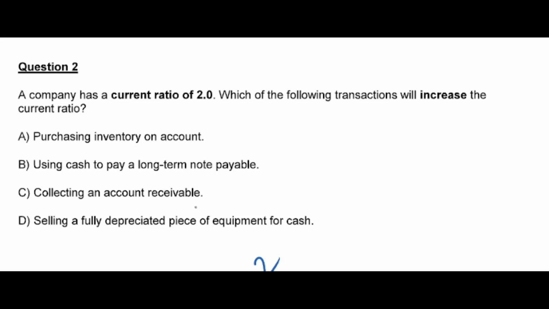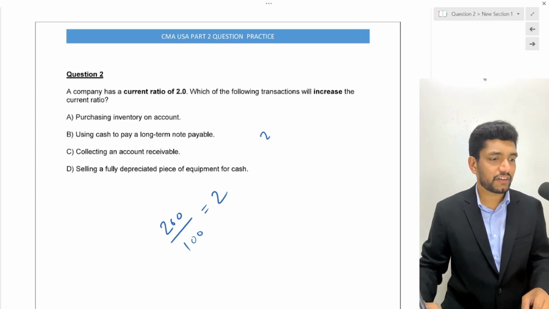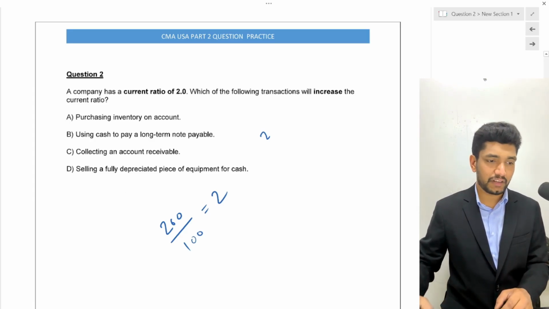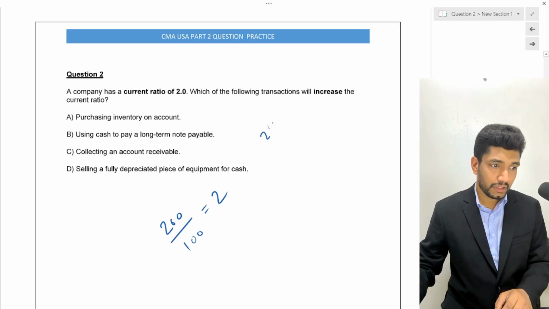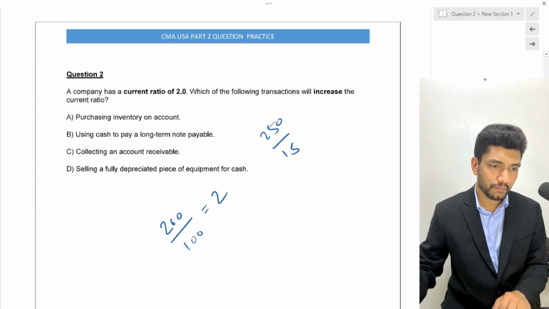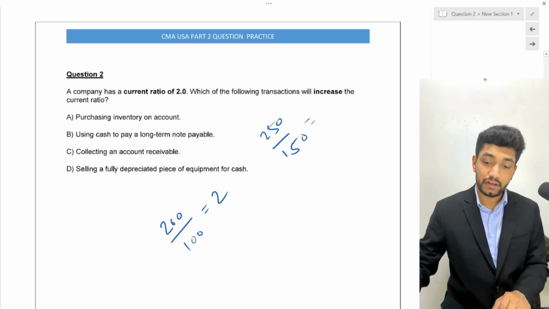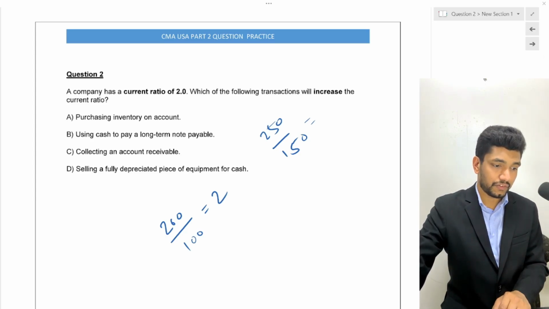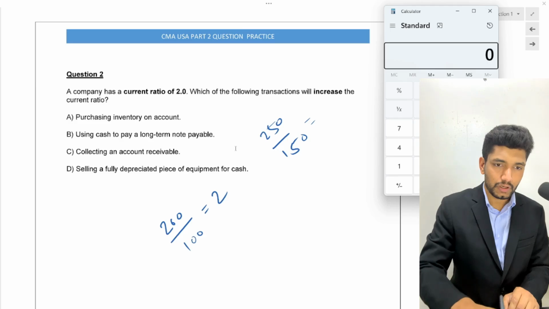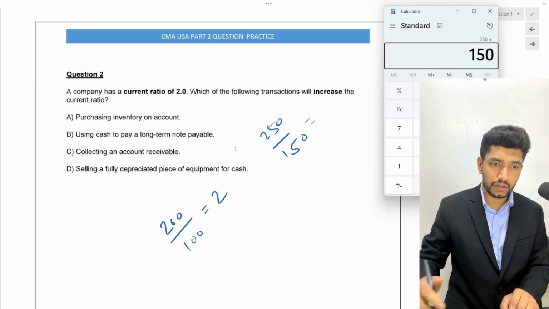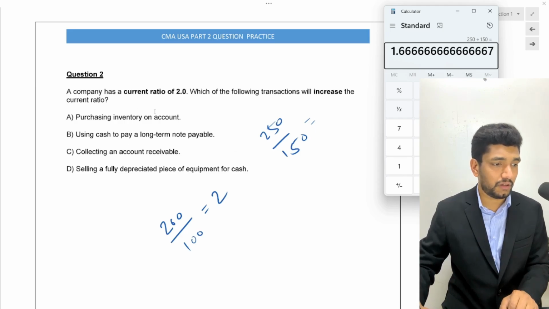The first option, purchasing inventory on account. So it's purchased inventory on accounts payable. Just assuming the company purchased $50,000, then definitely inventory will increase. So it is 250 divided by 150, so it will be less than 2. Again, it is not going to increase. Let's open my calculator. 250 divided by 150 is 1.66. So option 1 is wrong.